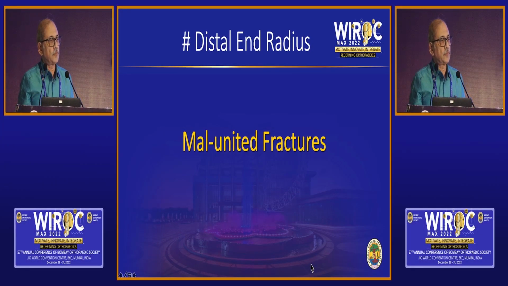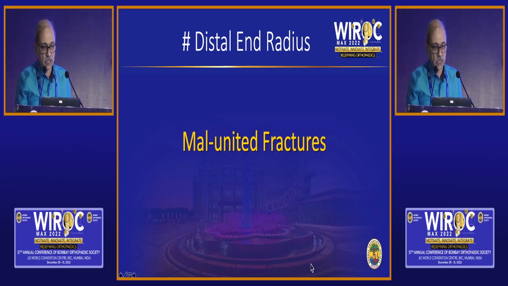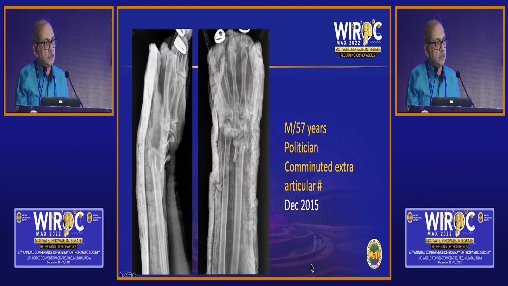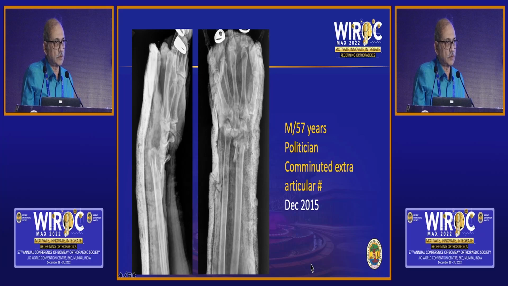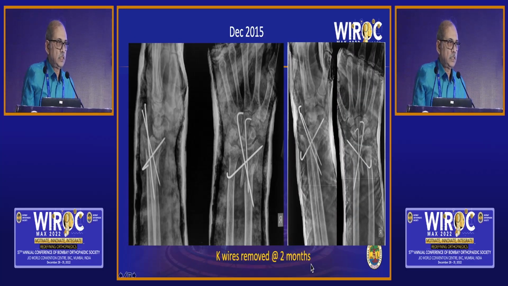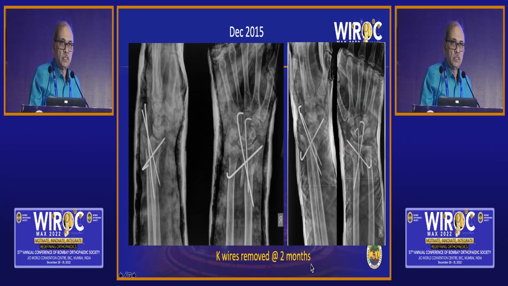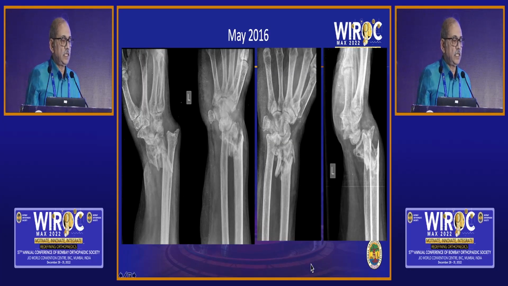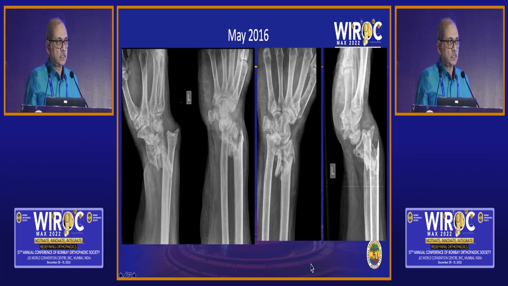This was a case of a 57-year-old politician who presented to me. He was injured in 2015 with a comminuted extraarticular fracture. He was treated in Mumbai with these K-wires. The K-wires were removed after 2 months by another surgeon. And then he presented after 6 months with this fracture.